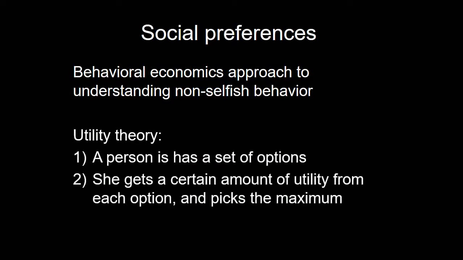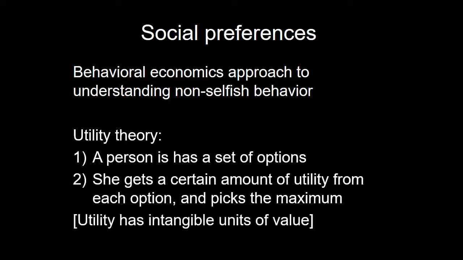The basic idea was this utility theory. Someone has a set of options, and you get a certain amount of utility from each option. And then what it means to be rational, basically, is to pick the one that maximizes your utility. We didn't say this explicitly last class, but the idea for the utility theory is that utility is this thing that has intangible units. It's not literally dollars or whatever. It's just the internal currency with which you compare different options and choose. And there actually is some neuroscience trying to show that there is literally in the brain some kind of thing that is analogous to a unitless utility currency.